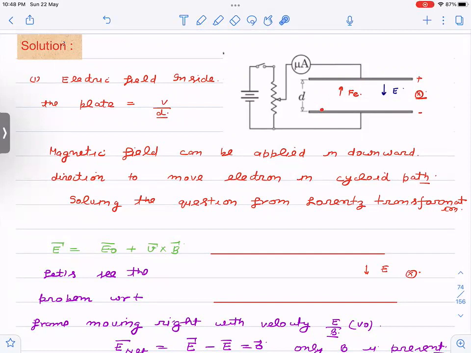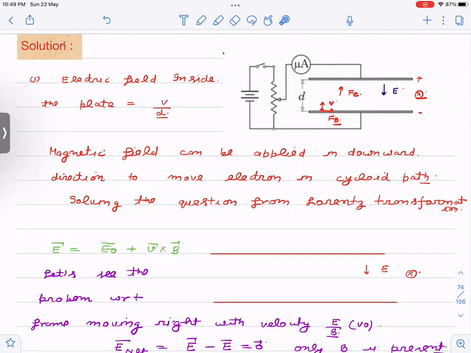For that, the magnetic field should be applied into the plane. You can use the left hand rule. Initially the velocity is 0, so the magnetic force will be 0. But due to the influence of the electric force, it will acquire a certain velocity in the upward direction, and then the magnetic force, using the left hand rule, will be in this direction, which is the plus x direction. It will start gaining velocity in the x direction also. That is how it moves in a cycloid path like this.